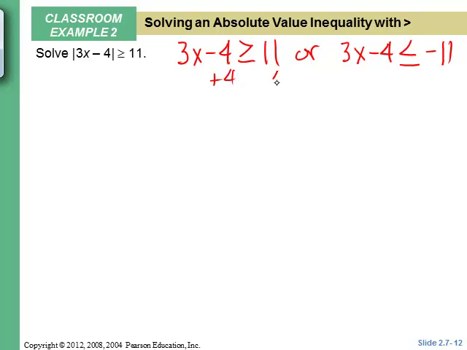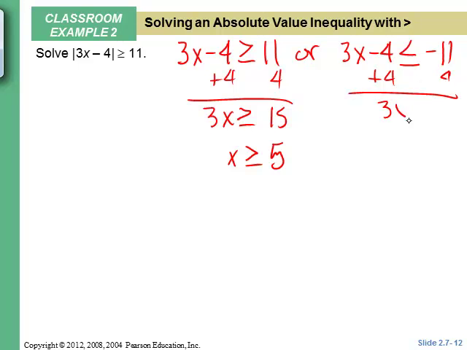Add 4 to both sides. 3x is greater than or equal to 15. X is greater than or equal to 5. Add 4 to each side. 3x is less than or equal to negative 7, x is less than or equal to negative 7/3.